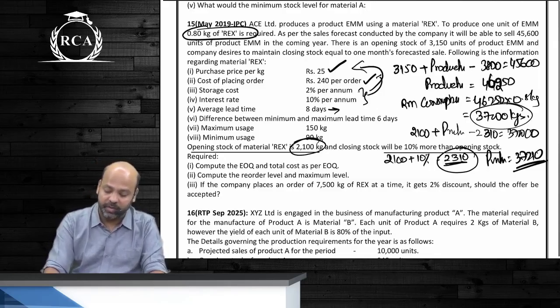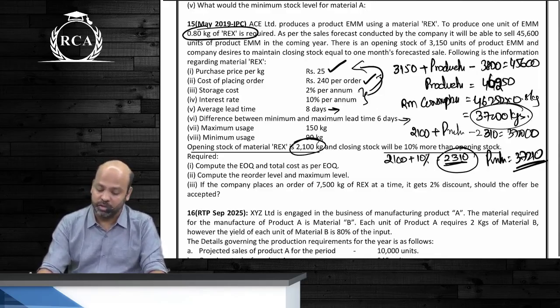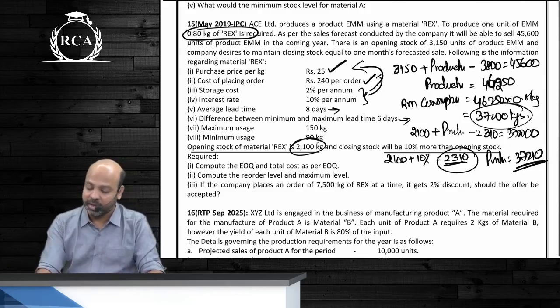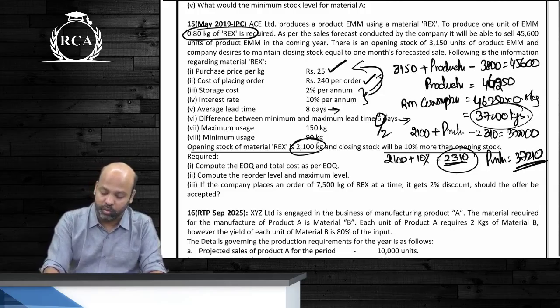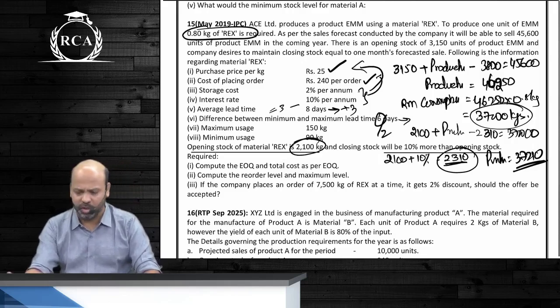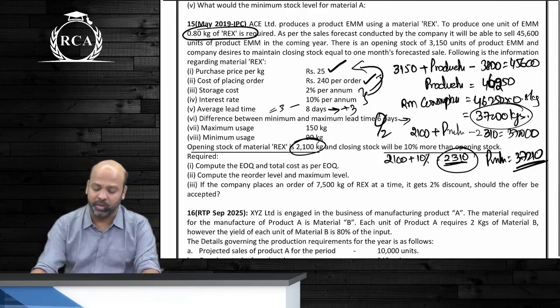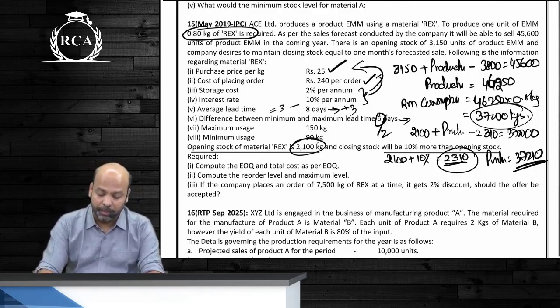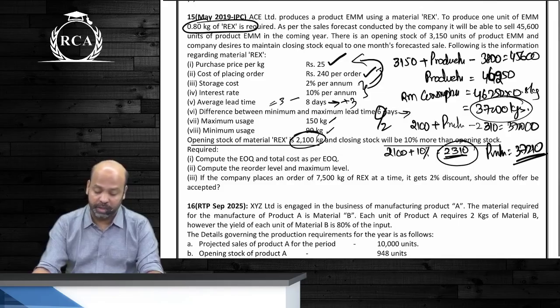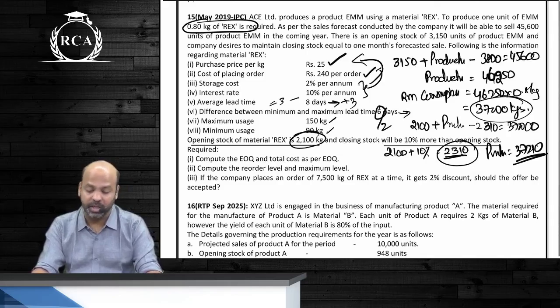Average lead time is 8 days. Difference between minimum and maximum lead time is given beta. So your minimum lead time will become 5 days, maximum lead time will become 11. Guys, this difference divided by 2, 3 more than this will be maximum lead time, 3 less than this will become minimum lead time. Or you compute normally, minimum plus maximum by 2 beta is equal to average lead time. Maximum usage is given, minimum usage is given beta. If you take an average of these two guys, you'll get average usage. Yes or no guys, how much is coming?